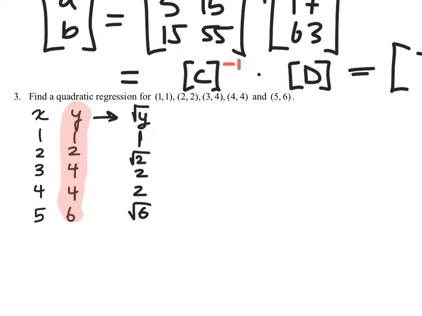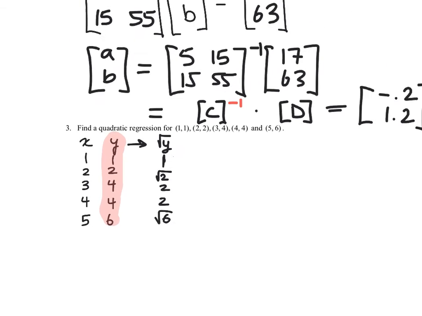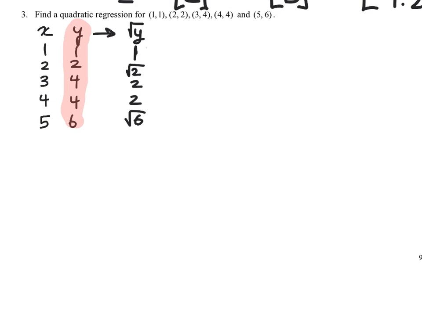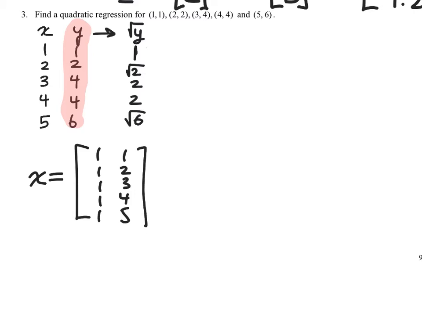So we'll have the same x and x transpose that we had before, because nothing changed there, but our y vector is going to be different now. So x is still going to be 1, 2, 3, 4, 5. But now y is going to be equal to 1, root 2, 2, 2, root 6.